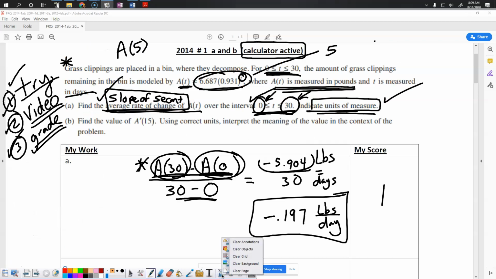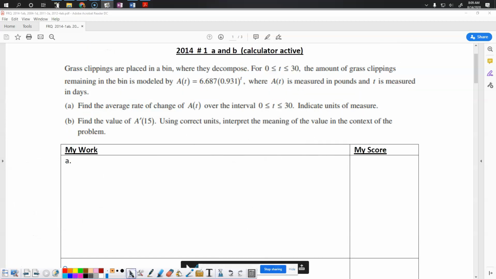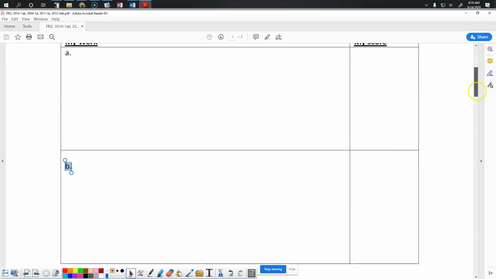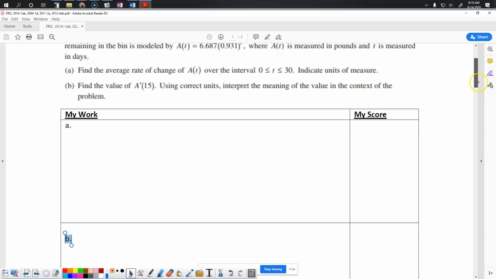Then we're going to repeat that for the second part of this question. Okay? The second part says, find the value. Now, at this point, I'm just doing it again because I'm going to do the whole problem with you guys, partially because I really just want to show you guys how to use the calculator. But now you guys have the idea.